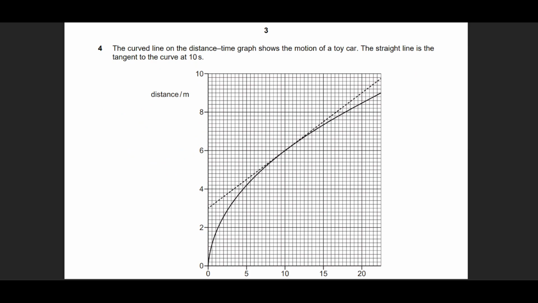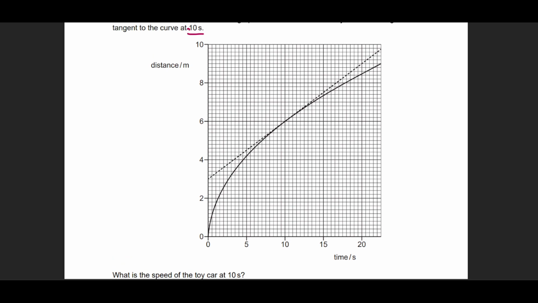Question number 4 is a curved line distance-time graph. There is a straight line tangent to the curve at 10 seconds. Tangents are usually drawn to find out the gradient. Before starting the question, let's see what the gradient represents. Gradient is change in y divided by change in x. What's on the y-axis? It's distance. The unit is meters. What's on the x-axis? It's time, so that is seconds. So this is meters per second, which is going to represent speed.